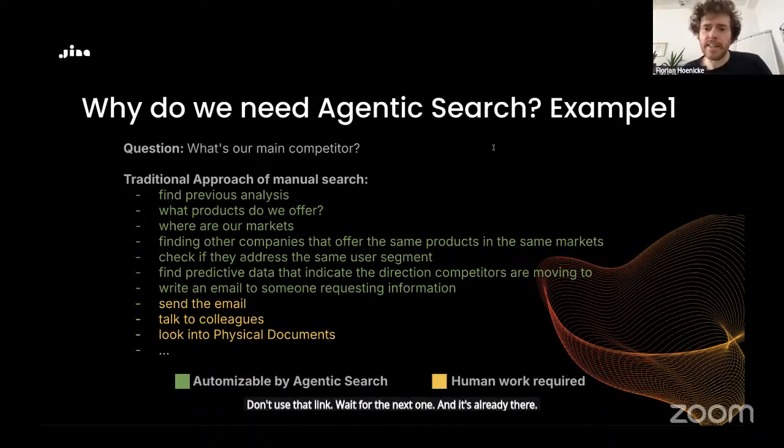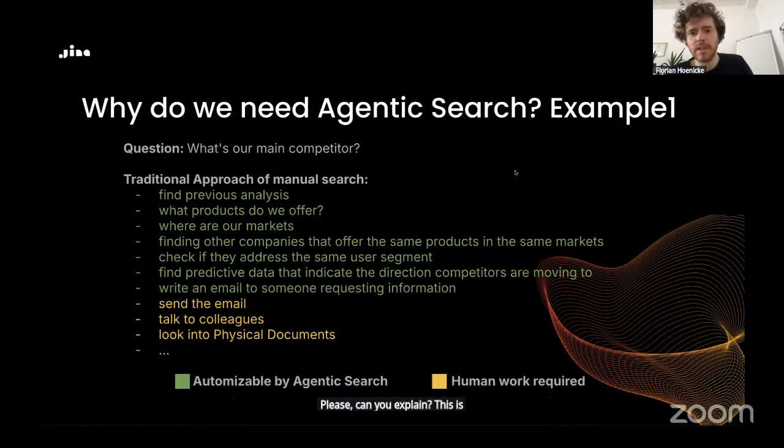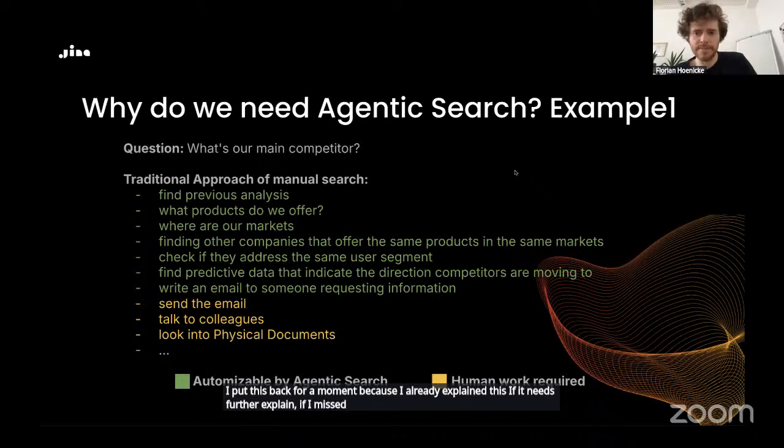So I think you said an LLM could cheat based on a human relevance judgment data set. Are you referring to data leakage during training or something else? Can you explain? This was 5 minutes ago. I put this back for a moment because I already explained it, and if I missed something, please write again.